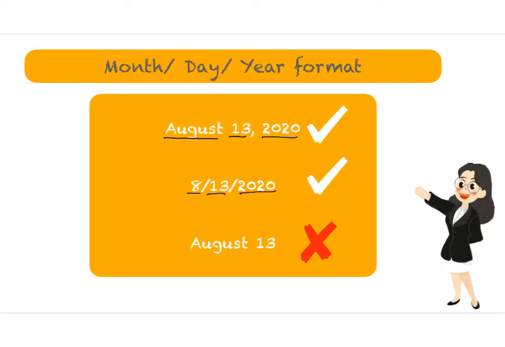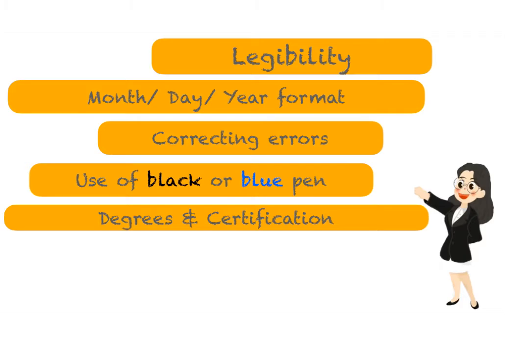So 8/13/2020, complete. Okay, it has the month, the day, and the year. Okay, so for the third one, it's incomplete kasi walang year. So you should always include all three, the month, the day, and the year. Okay, because the PT document is a formal or a legal document, you may only use either black or blue pen. But between the two, black is the more preferred one.